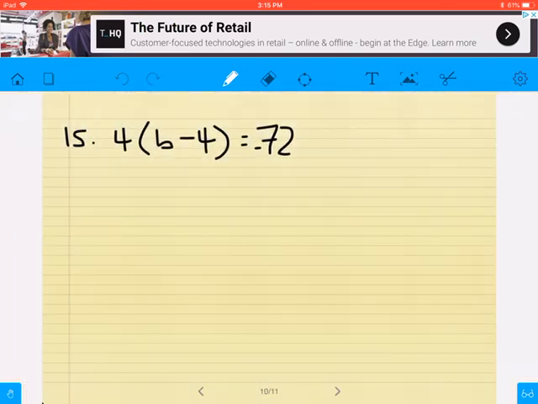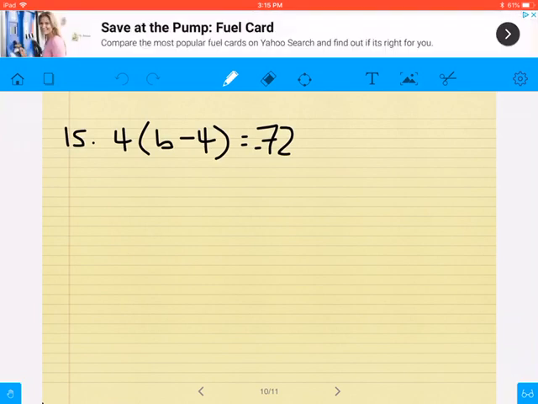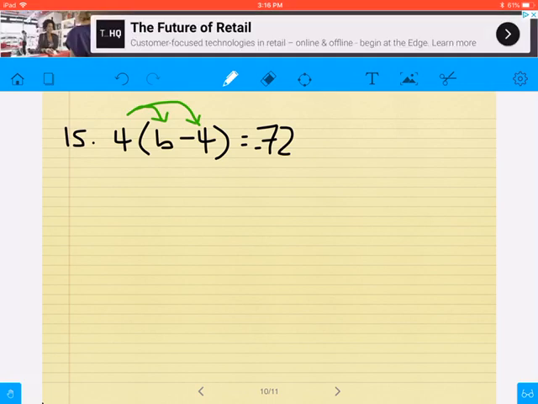Question number 15. We are still solving for each equation, and this is why distributive property is so important to remember, because we can use it in these situations. So I can still distribute this in order to get rid of our parentheses, and that's what I want to do. I want to get rid of the parentheses, simplify it, and then I'm going to solve for my answer. So I'm going to have 4b, because 4 times b is going to give me 4b, and then 4 times -4 is -16, which equals that -72.